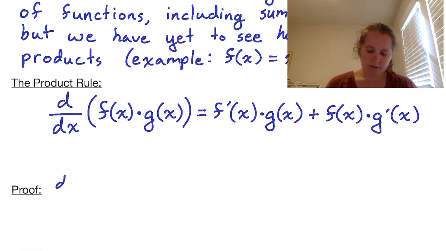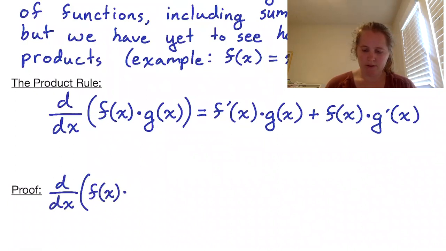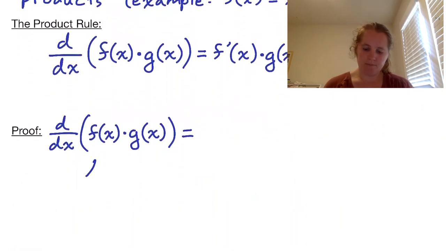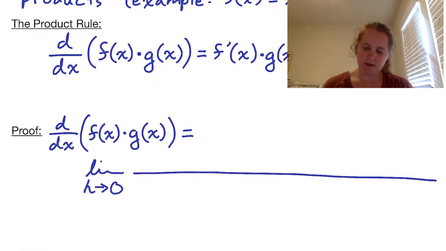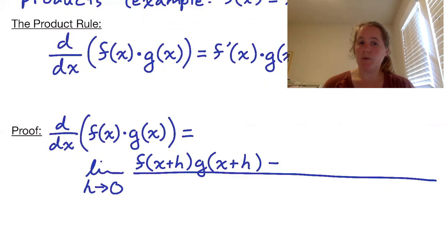So the derivative of f of x times g of x. Well, to do that, we would take the limit as h goes to 0. Then first we would plug in x plus h. So we would have f of x plus h times g of x plus h. Then we would just plug in x. So we would subtract off f of x times g of x. And then that whole thing is divided by h.